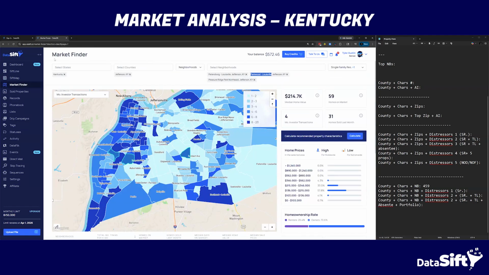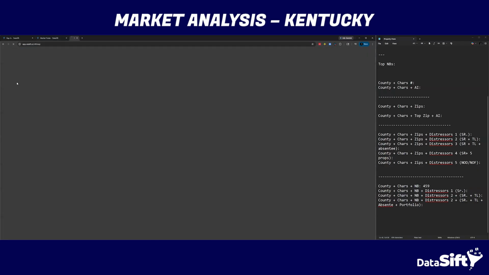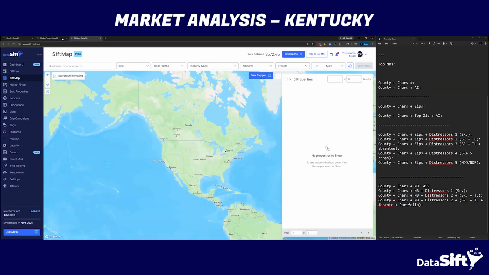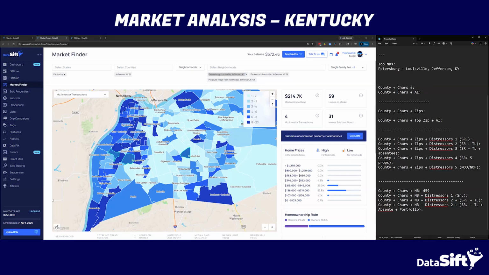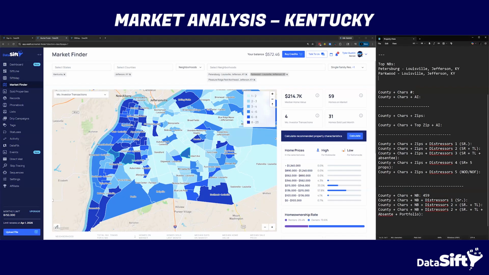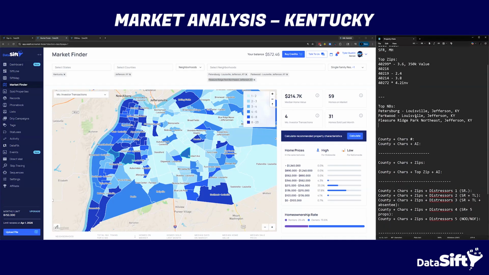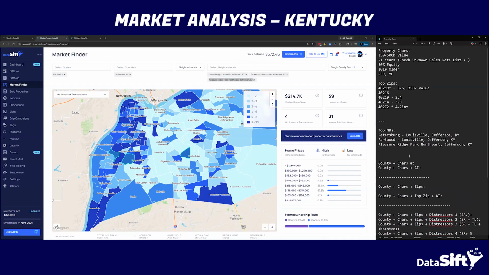So let's do our base characteristics now. Actually, let me open back up SIFMAP. So we have our 3 neighborhoods. I'm just going to copy this information and put it under my top neighborhoods there, under here, and under here. Okay, so those are 3 great neighborhoods. You'd make a whole list of those.